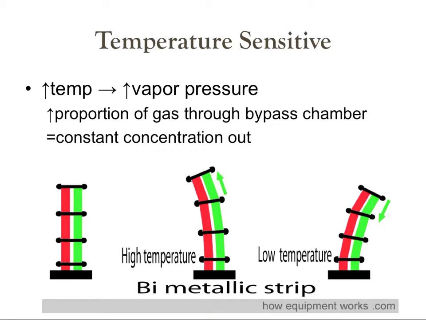So there are multiple mechanisms in vaporizers to correct for temperature. This one is the bimetallic strips. There's a different coefficient of expansion for each strip, in this example, the green and the red. As temperature rises, one surface expands more than the other, so the green one. So this strip is attached to a flap that diverts gas through either the bypass or the vaporizing chamber in order to maintain a constant concentration output.